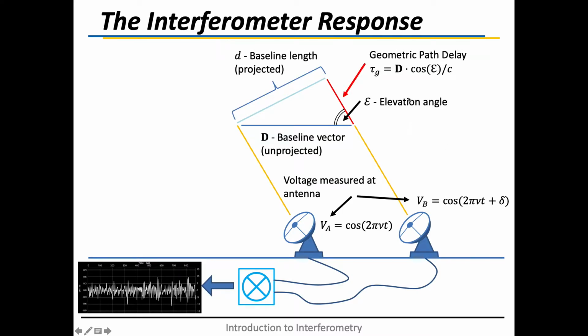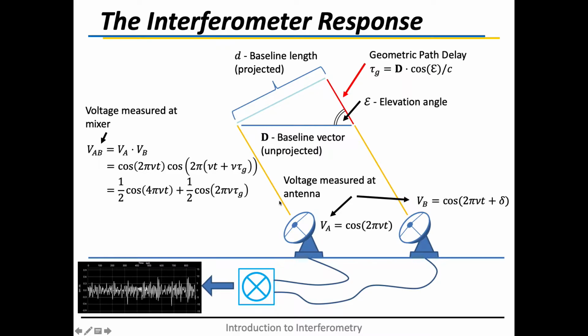So you can actually calculate what this distance is. All you need to know is the baseline vector, the unprojected baseline vector, so the physical distance between the two antennas, and the elevation angle to the source. And you can calculate what the path length delay is for the photons traveling along this path. So that's the source of this delta.